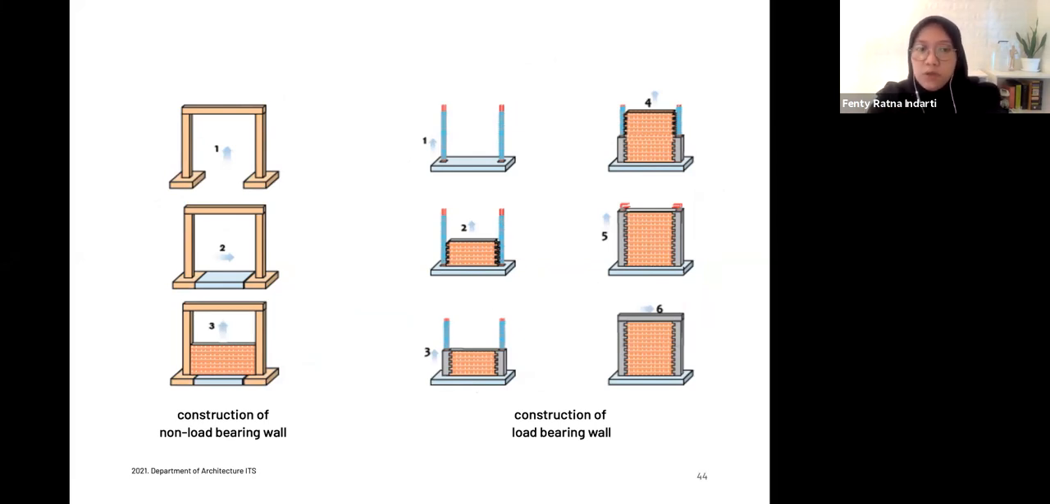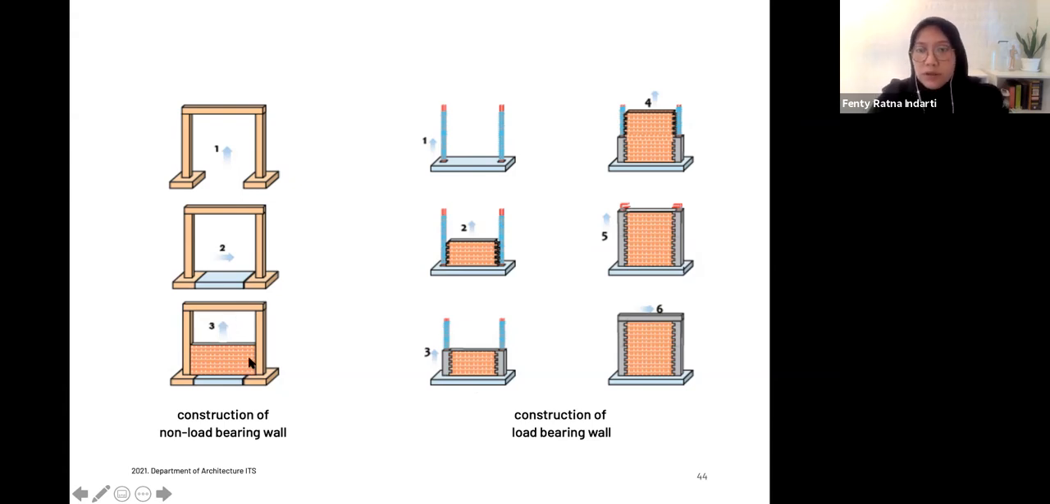During the construction of a non-load bearing wall, the first thing to build is the framework, which is the columns and also beams. That's why it is finished first like this, followed by the base, and then followed by the walls. So the wall acts as the filler, filling the empty space between the framework. That's why it acts as a non-load bearing wall, because the wall doesn't have any ability to distribute loads from the upper part.